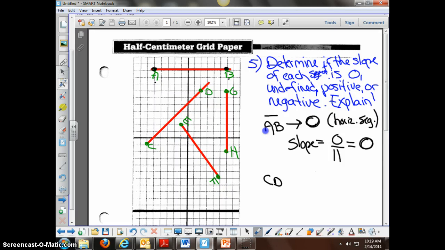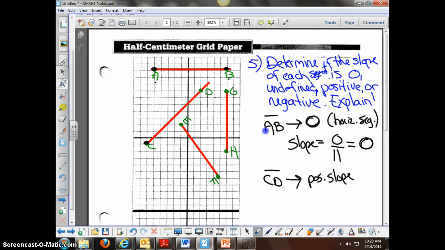Segment CD. Do we have a positive? Do we have a negative? Do we have an undefined? Or do we have a 0? Positive. You're going to say it is a positive slope. Can you prove it? It's going up. Okay, great. That's really not great proof to me, though. It's going up. Also has a positive rise and a positive run.